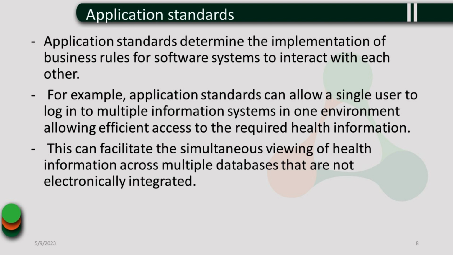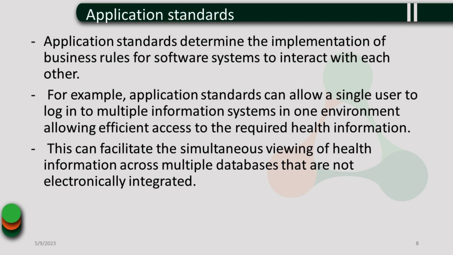Application standards. Application standards determine the implementation of business rules for software systems to interact with each other. For example, application standards can allow a single user to log into multiple information systems in one environment, allowing efficient access to the required health information. This can facilitate the simultaneous viewing of health information across multiple databases that are not electronically integrated.